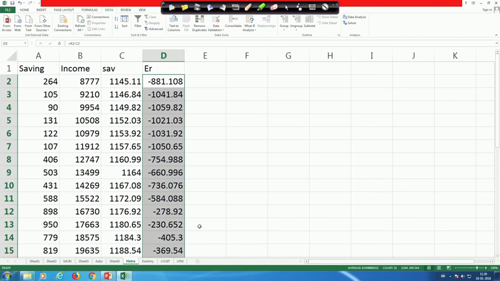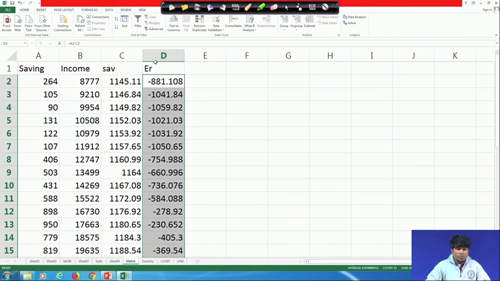But actually in the heteroscedasticity process we like to find out the error variance. So, what will you do? You square the error terms, and then you connect these error terms with any of the independent variables. Here the independent variable is income.